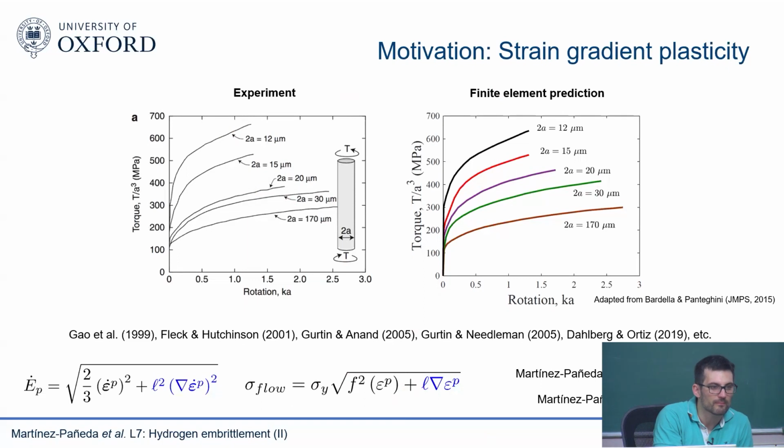So is the length scale geometry dependent? No. The length scale is a material property, so it cannot be geometry dependent. The geometry dependency will be captured by this term, by the gradient of plastic strain. So if you model the simulation of wires, as you make your wires thinner and thinner, then you get different gradients of plastic strain, and therefore this term becomes bigger or smaller. That's the idea. Yeah, exactly.